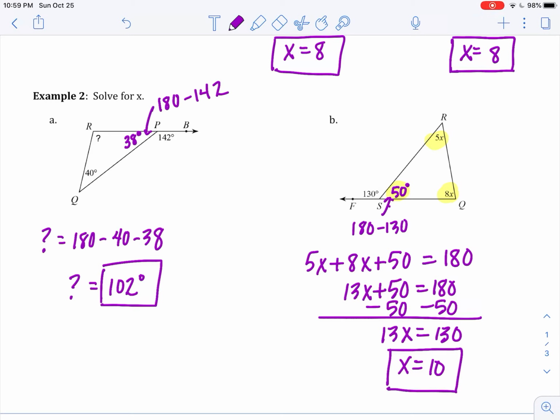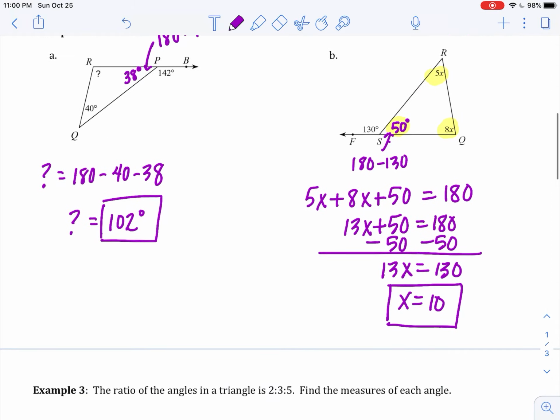So it kind of took two steps to figure out what one of the missing angles on the inside of the triangle was. Again, we used that linear pair that we're seeing in that picture. And then we used the fact that the inside of a triangle also adds to 180. So linear pairs add to 180, inside of the triangle adds to 180. Like I said, 180 is kind of a big deal in geometry.